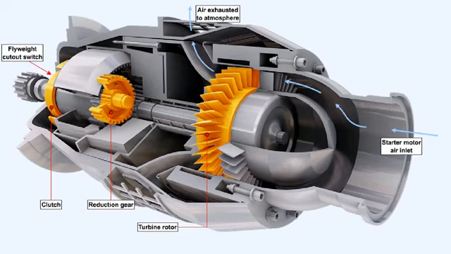A flyweight cutout switch may also be included in the control circuit of the air start valve. This shuts off the starting air supply by de-energizing the air start valve. This device will automatically terminate the engine start cycle when the engine has reached a speed slightly in excess of self-sustaining speed.